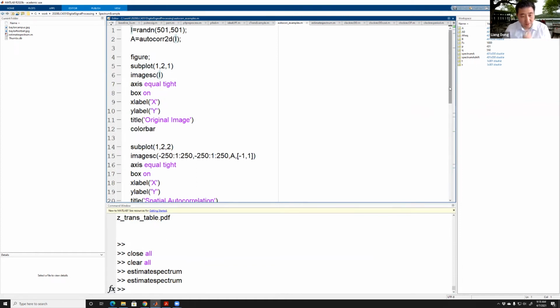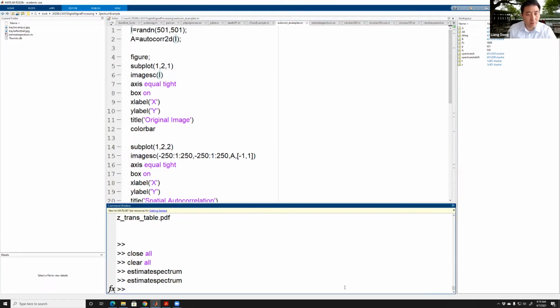An image is much faster for me to run a demo here. This example is working with an autocorrelation function. You can write your own autocorrelation function, but I searched and found one in Matlab. It's just autocorrelation for 2D. I want to work with an image, so it's autocorrelation 2D here.